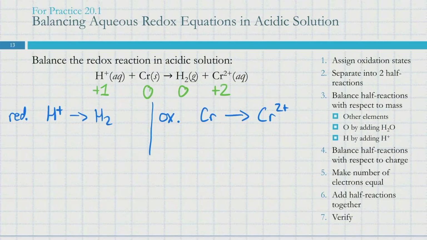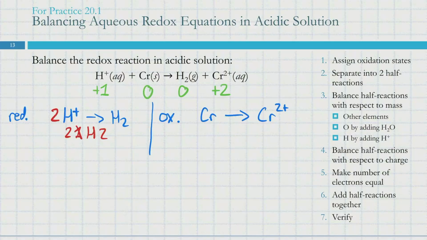Now we can balance these with respect to mass. Our chromium one, as you can hopefully see, 1 chromium, it's balanced. Our hydrogen one is not balanced. We've got 1 hydrogen versus 2 hydrogens. So we can add a coefficient of 2 in front of our H+ to get it balanced out. So we're all balanced with respect to mass.